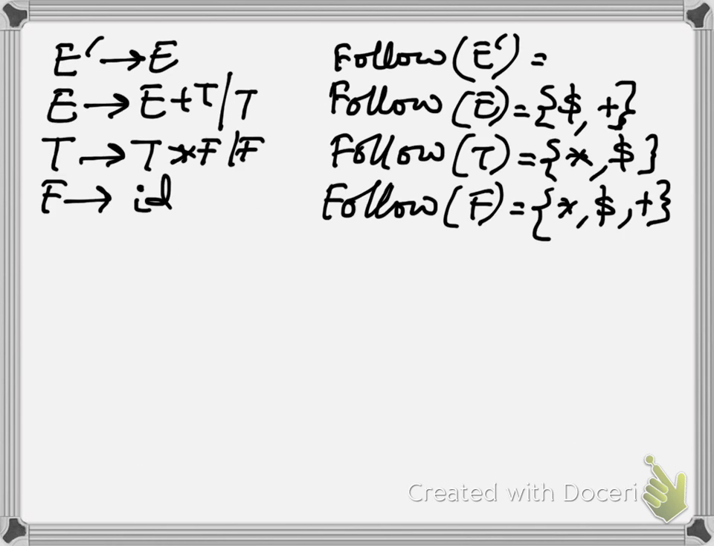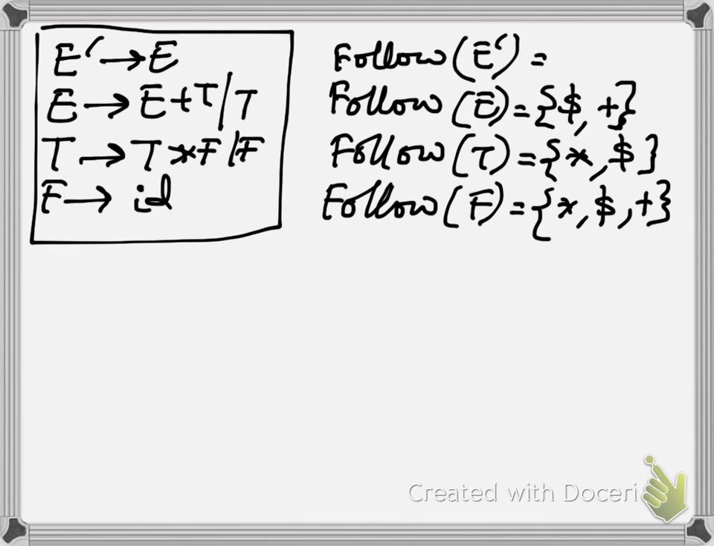So let's take this example. Here I have an augmented grammar. This is our expression grammar that we had seen earlier. And here we have constructed the follow set of all the non-terminal symbols. You don't need the follow of E dash, the augmented start symbol, but for the rest we have already computed them. We have already seen how to compute the follow of a non-terminal. You can view the video for it.